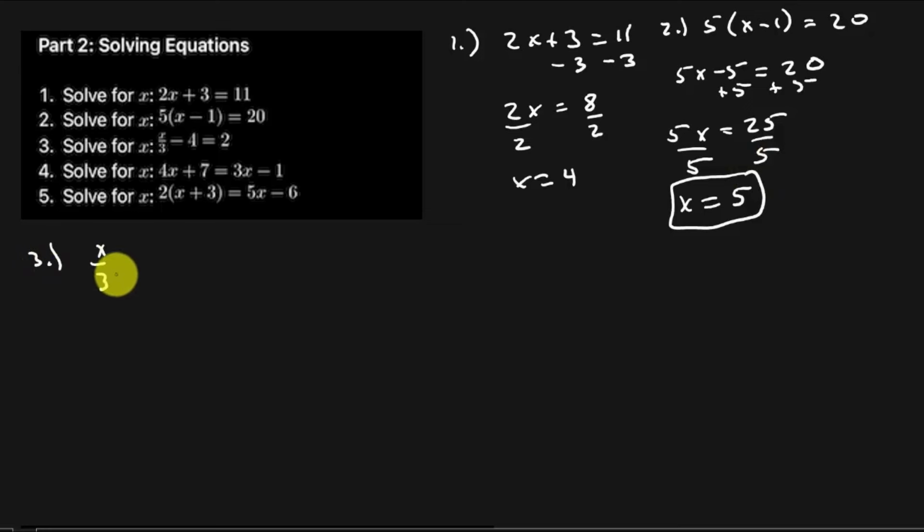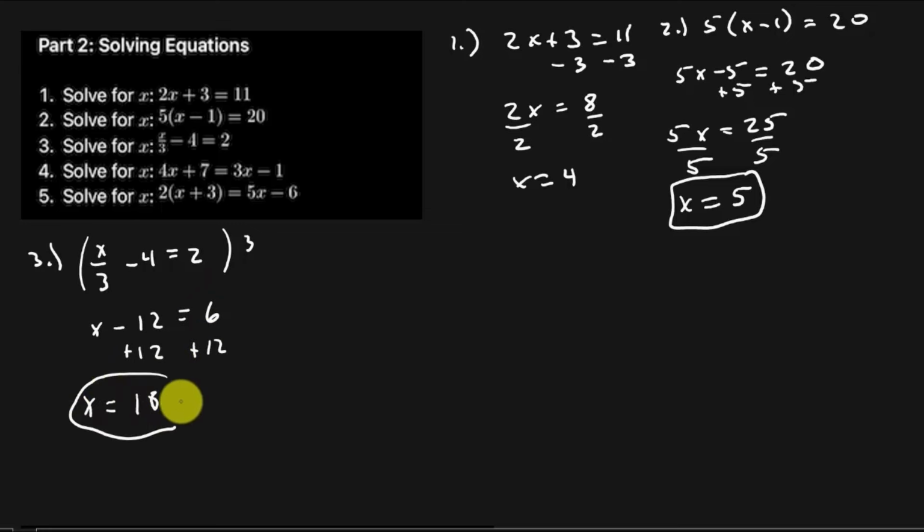All right, so let's look at number 3. I've got x over 3 minus 4 equals 2. So what we're going to do here is multiply everything through by 3. So x minus 12 equals 9. So I'm going to add 12. Let's see, 9, 12. Yep, I copied the problem down wrong. That should be equals 2. And so that means this would be 6. And so I add 12, so I get x equals 18.